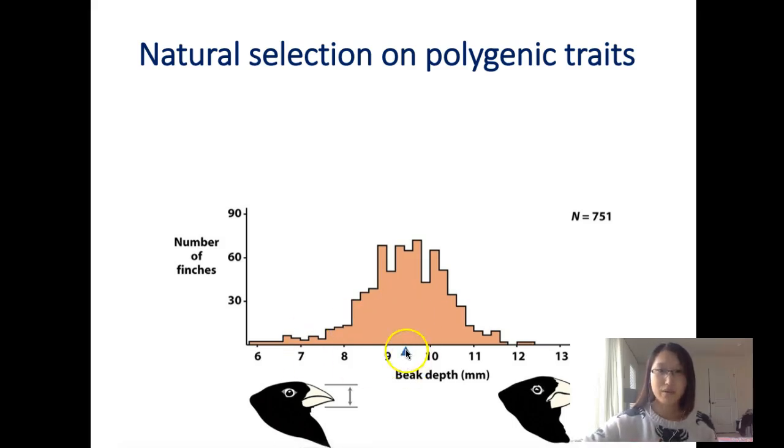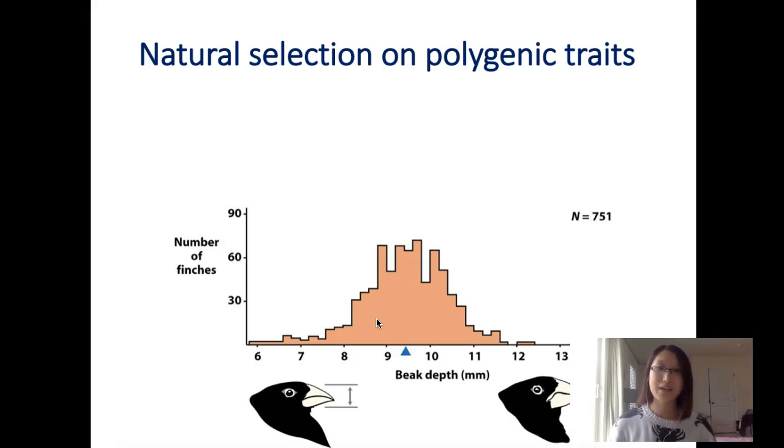So, for example, if we were to look at finches with 9 millimeter beaks, we have about 50 individuals of finches that have this particular beak depth. Another example could be, let's see, 12 millimeter beaks, we maybe only have 3 individuals that have it. So the x-axis is the actual trait, and the y-axis shows you how, the taller the bar is, that tells you more individuals would have that particular trait.